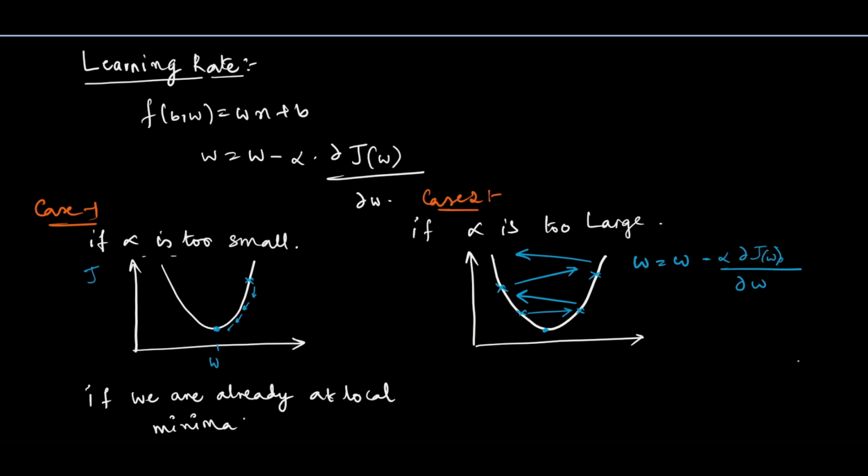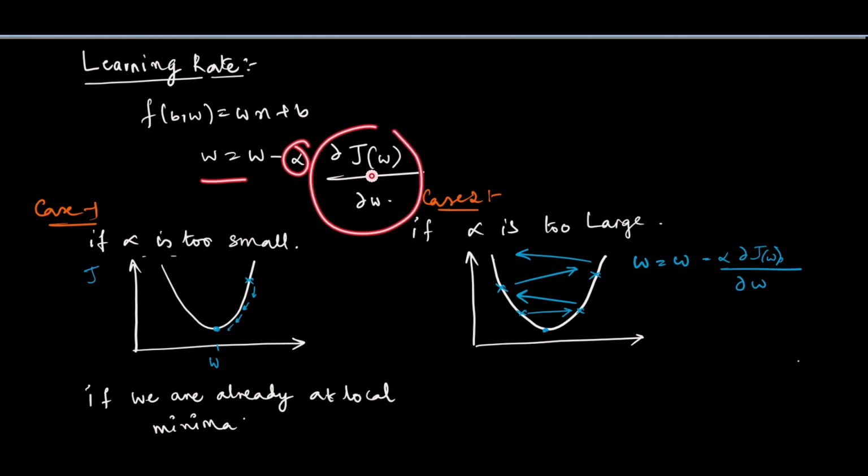Hello everyone, as we have earlier discussed gradient descent, now let's discuss the learning rate alpha. Here we know that W is equal to W minus the learning rate times the differential of the cost function. Let us see how the learning rate affects gradient descent.